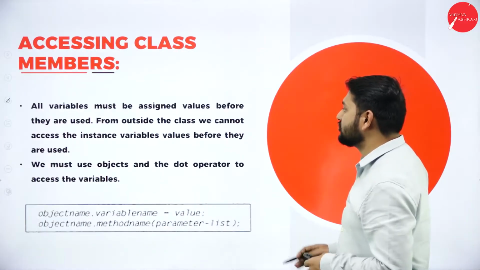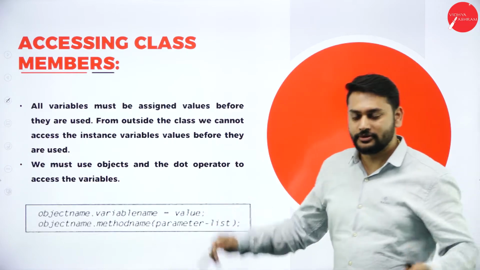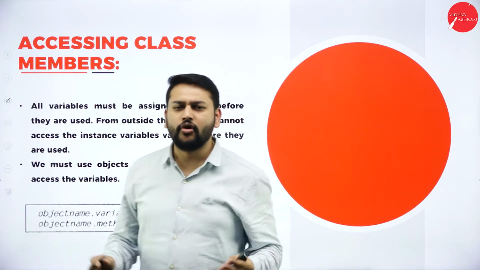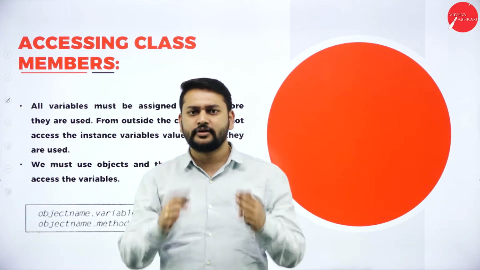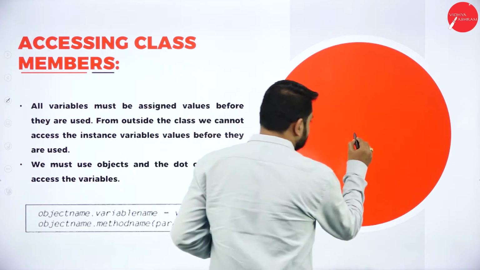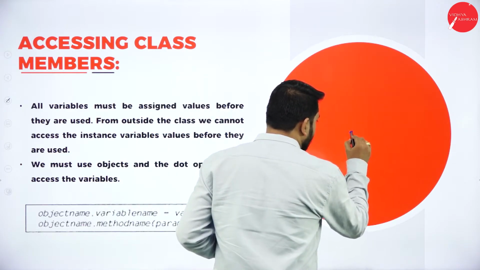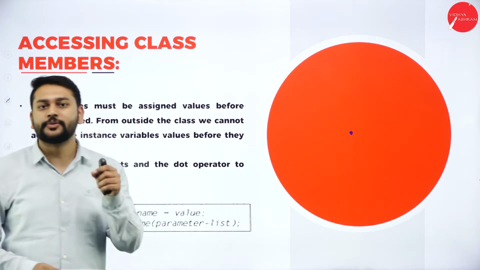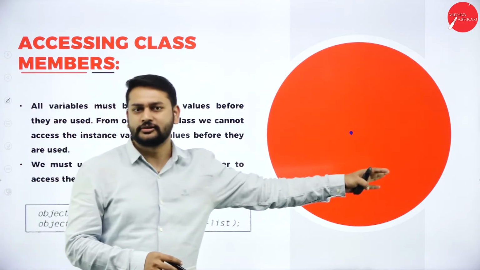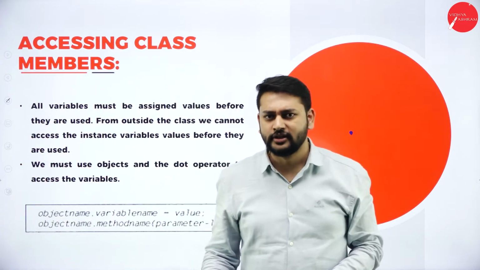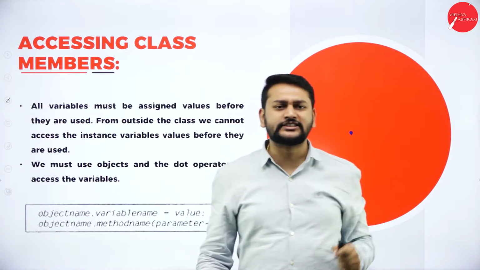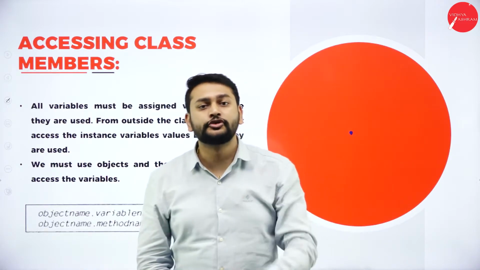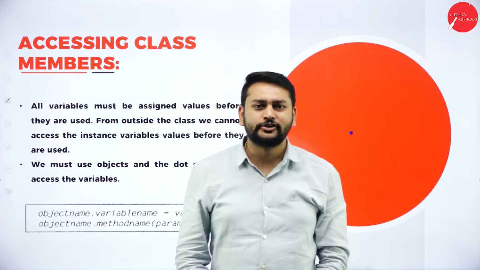So, accessing data members. That's the first thing that I have. The only thing that you need to remember is the dot. You have to remember the dot. That's why I have taken the big red dot. If you want to access anything, you have to use the dot. So what is it that I need to access?